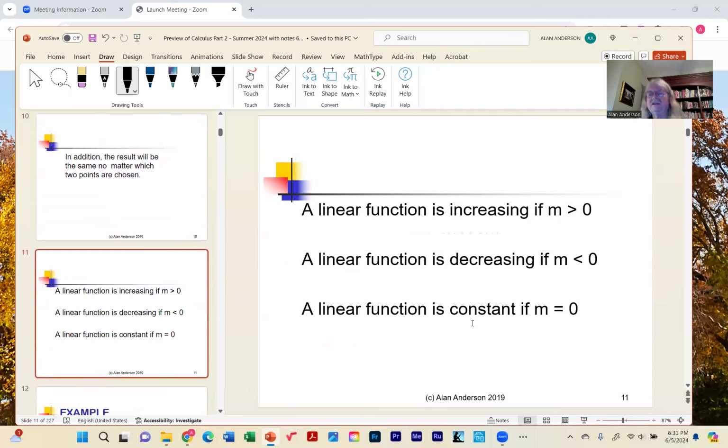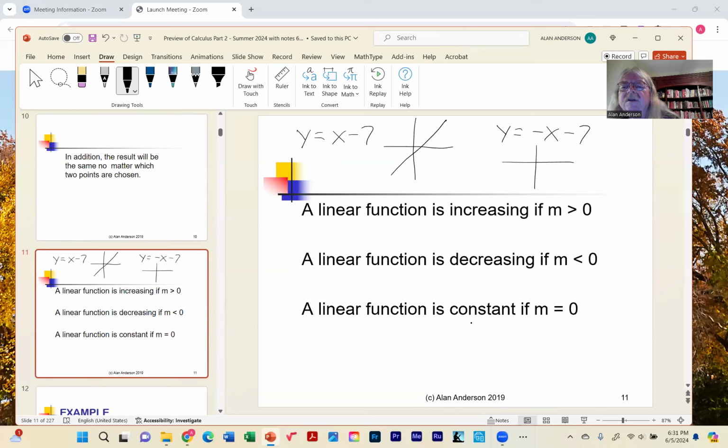Now, of course, you can tell by the sign of the slope if the function is increasing, decreasing, or if it's a constant. So in other words, say you have y equals x minus 7. As x increases, y increases. But if you had y equals minus x minus 7, instead it would look something like this. And if you had instead a slope of 0, you would have something like this. As we have already seen, this is a horizontal or flat line with a slope of 0. That means it is a constant.